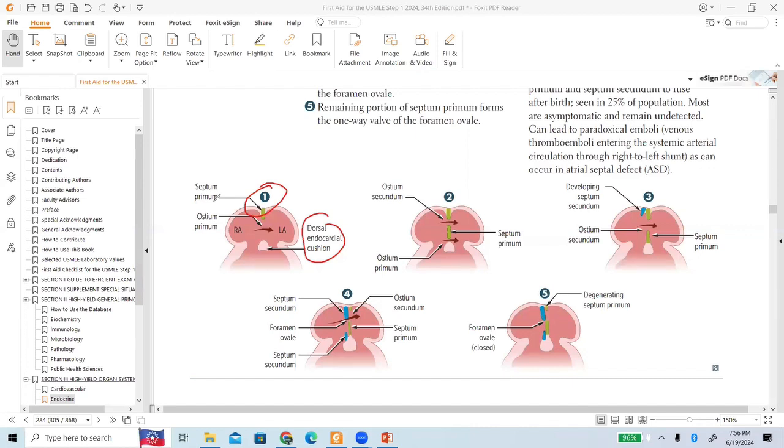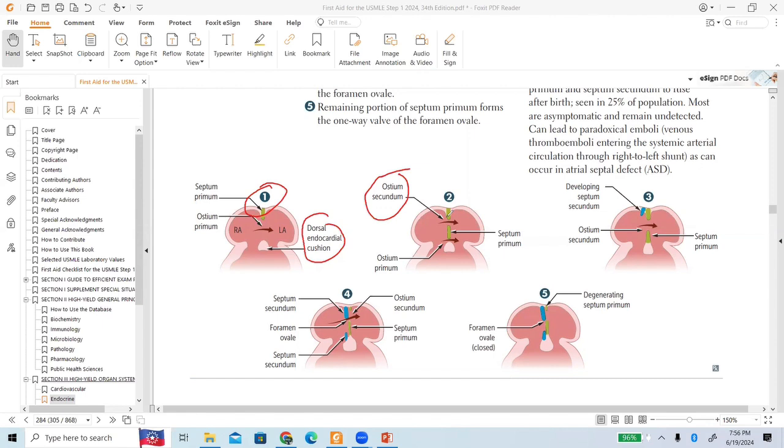Exactly. Right. So in the second step, the ostium secundum. The ostium secundum develops in the septum primum. So the ostium secundum is present in the septum primum. This green color is the septum primum. So the ostium secundum, the secondary opening, is present in the septum primum.